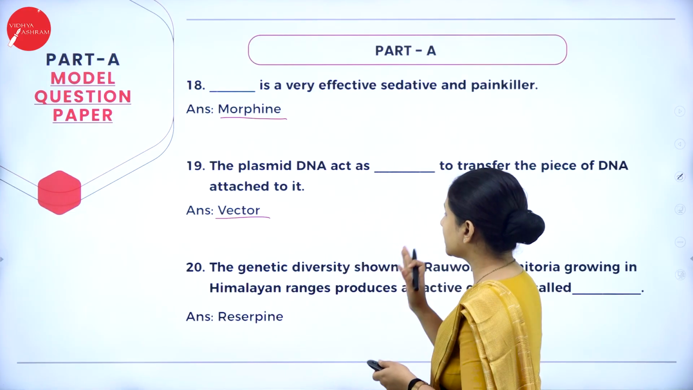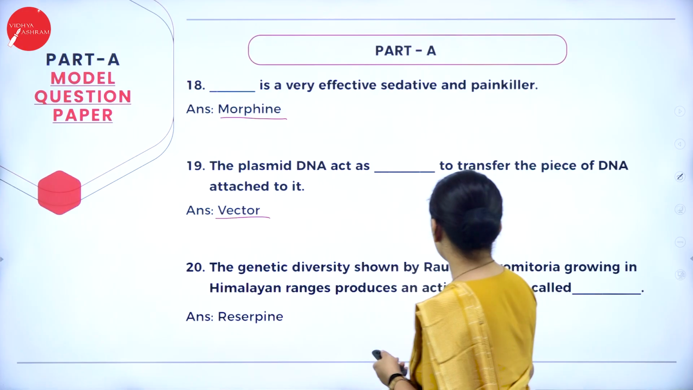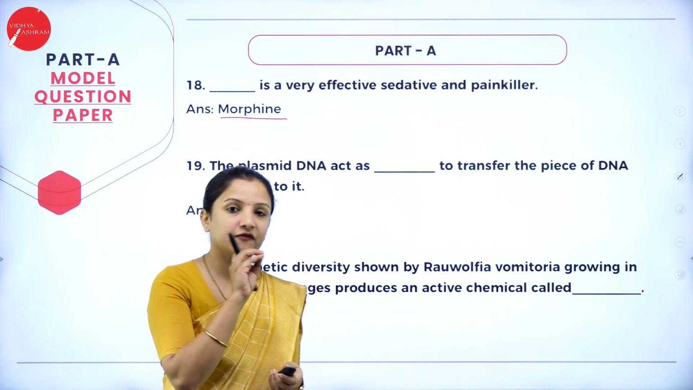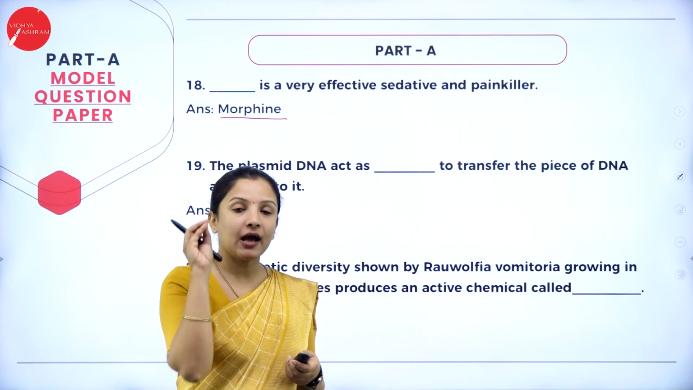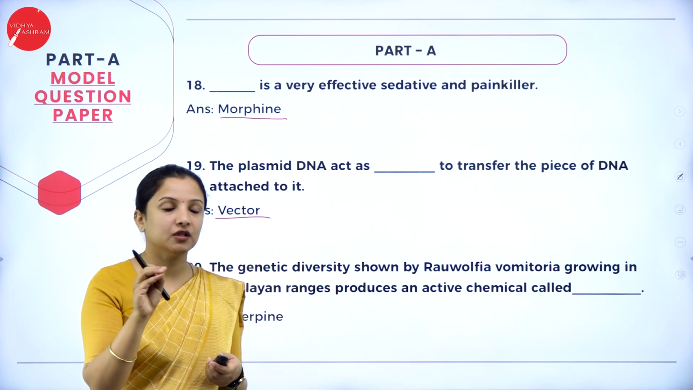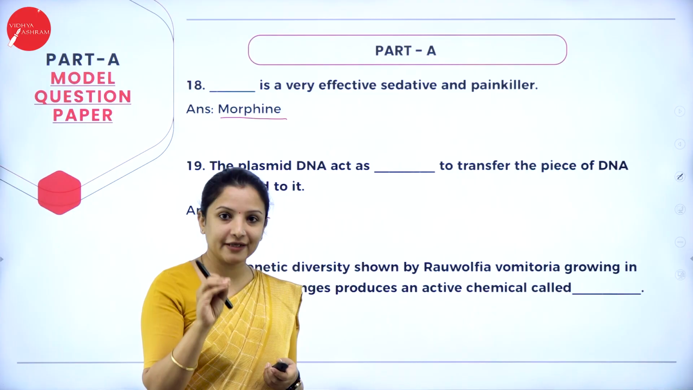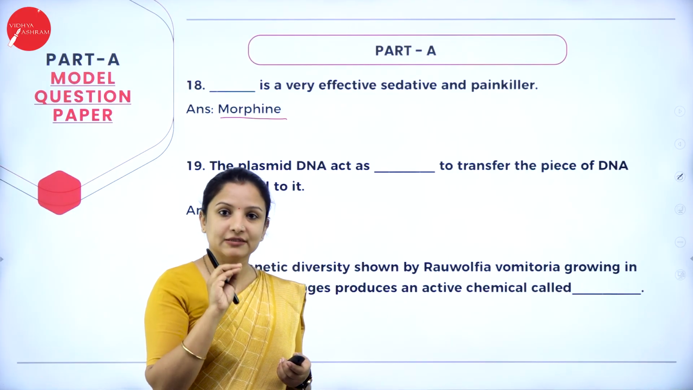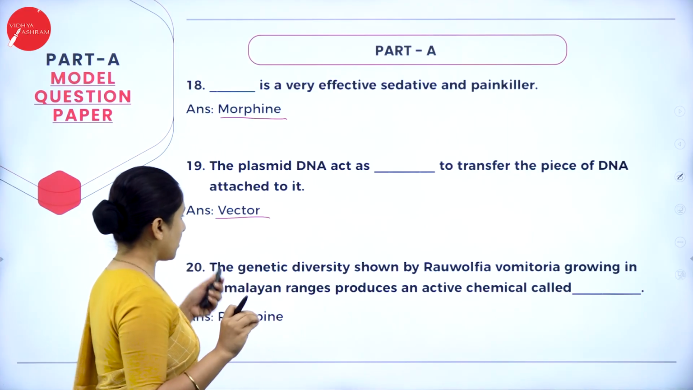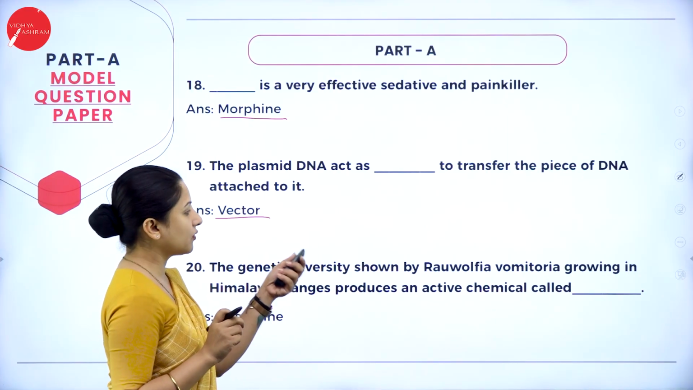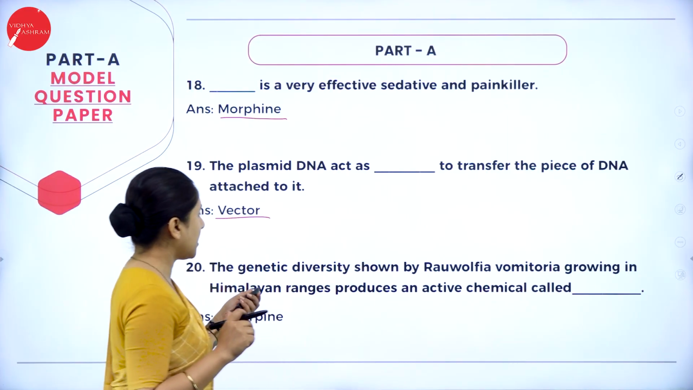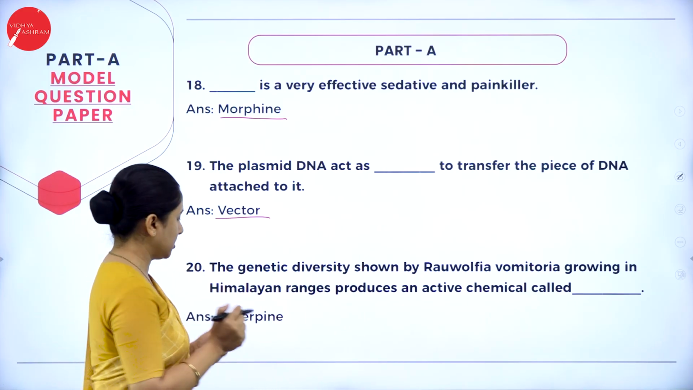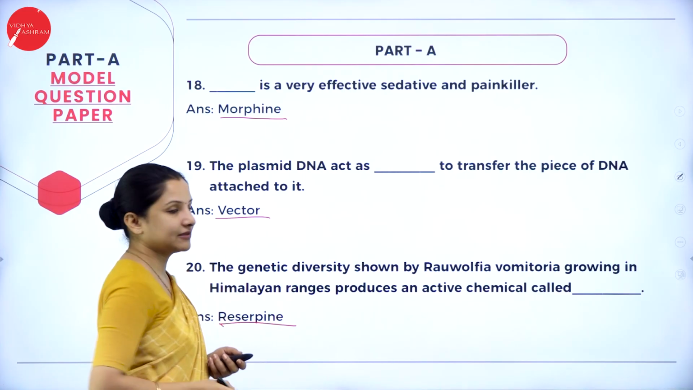Next, fill in the blank. The genetic diversity shown by Rauwolfia vomitoria. Rauwolfia vomitoria is a medicinal plant which we find in the Himalayan region, and the concentration of the reserpine compound in it varies depending on its altitude or the place in which it's growing around the Himalayas. So the question is, the genetic diversity shown by Rauwolfia vomitoria growing in Himalayan ranges produces an active chemical. What is the name of the chemical? The name of the chemical is nothing but reserpine.